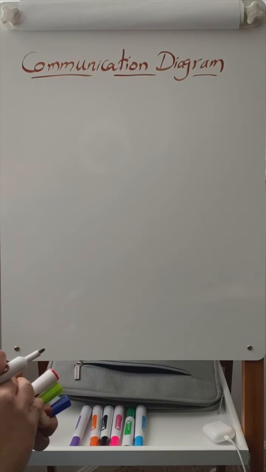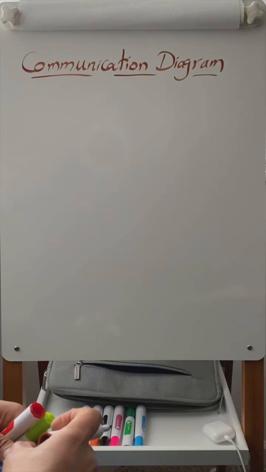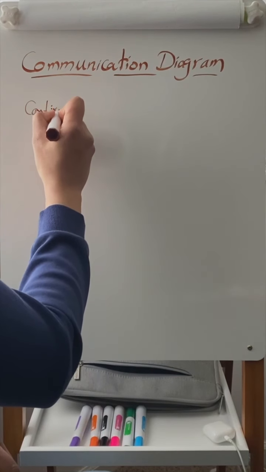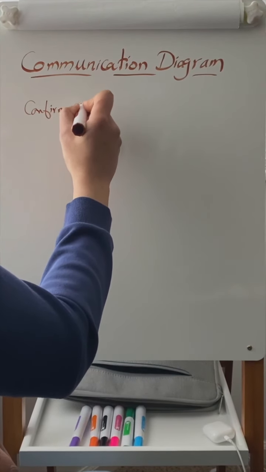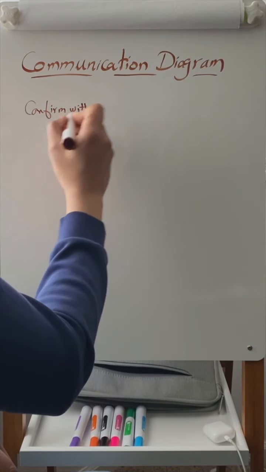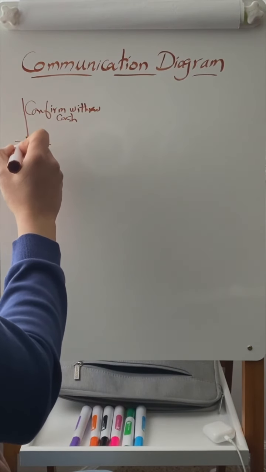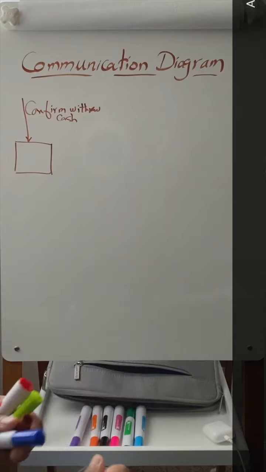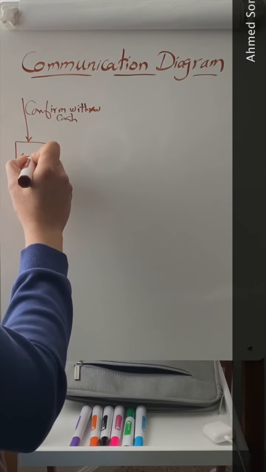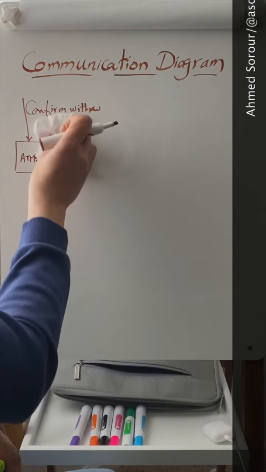So for the communication diagram, we start with a system operation, and in this case, the system operation was confirm withdraw cash. And this will go into an entity. Usually the system operation goes into the system that we're building, so this will be an ATM.